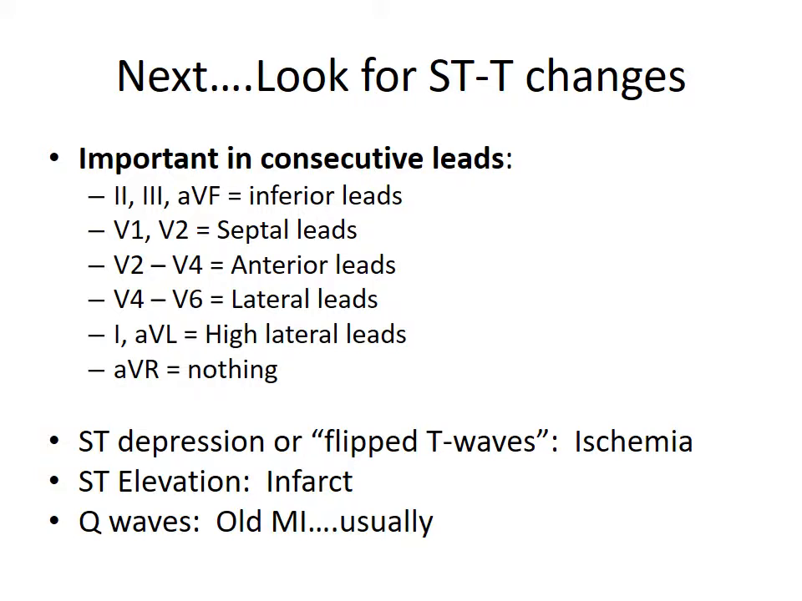We talked about this before, but if you see ST depression or flipped T waves, that's ischemia. ST elevation is an infarct. Q waves can be an old MI most of the time as well. Sometimes you will have early ischemia that gives you a Q wave. So remember the QRS complex. If there's a significant Q wave, in other words, a big box or more, you need to really think old MI, or maybe depending on the clinical setting, there's some ischemia going on now. So someone who just came in with chest pain and has a new Q wave.